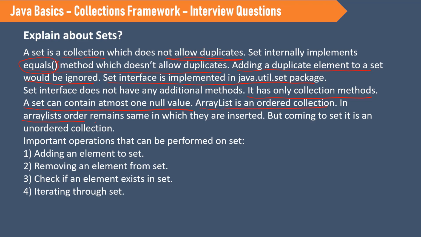In ArrayList, the order is maintained in which elements are inserted. But coming to set, it is an unordered collection. So this is the main difference between a list and set. List is an ordered collection and set is an unordered collection. That means list maintains the order in which the elements are inserted, but set doesn't maintain the order in which the elements are inserted. Moreover, list accepts duplicate values, but set doesn't accept duplicate values.